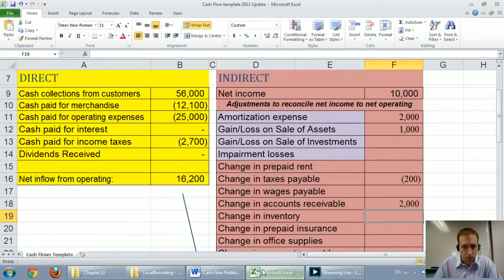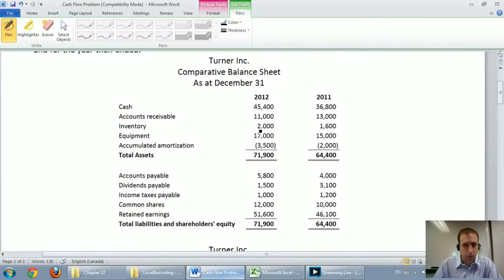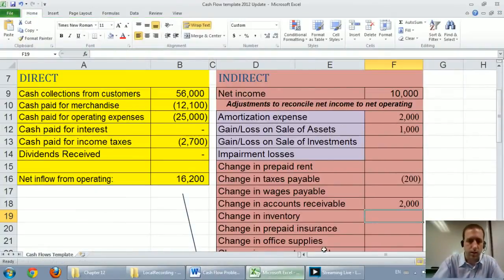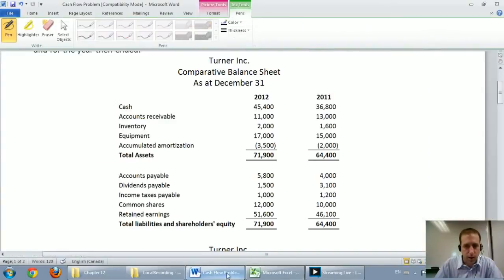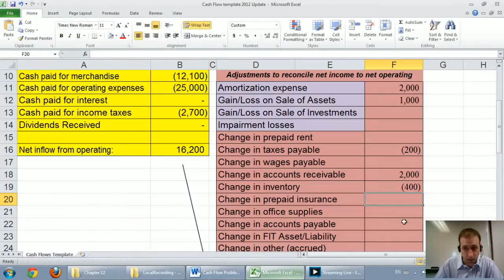Change in inventory. Let's see. We did have inventory. Our inventory went up by 400. Why would inventory go up by 400? Because we bought more inventory. So that's bad for your money. Right? If you have more inventory, it means you have more money tied up in your inventory. It's bad for cash. Prepaid insurance, we didn't have. Office supplies, we didn't have.